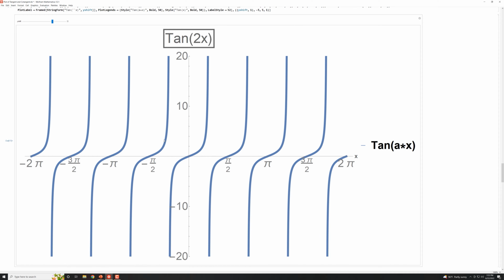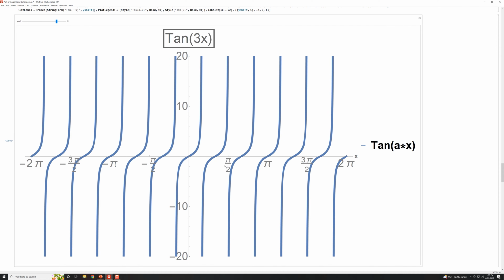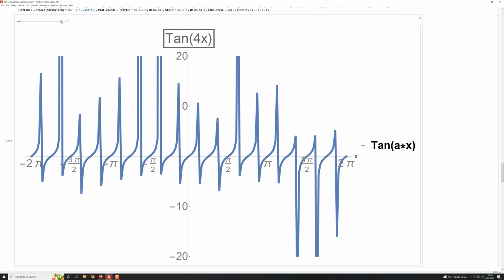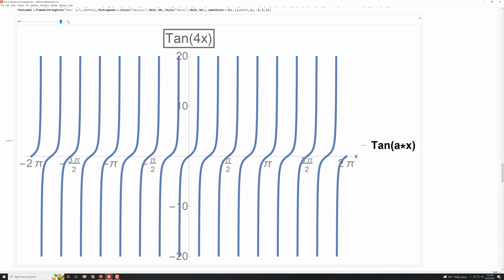So all of that adds together to give you 2 full periods inside of a standard tangent period, which is, remember, pi, not 2 pi. So if we go to tangent 3x, now between negative pi over 2 and pi over 2, we have 3 full S's. There's 1, there's 2, and there's 3. And then it just continues on from there. So the higher the number you have for the frequency, the more of these things you have to fit into a standard period for a tangent function.